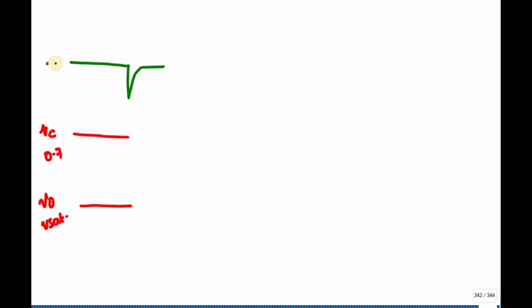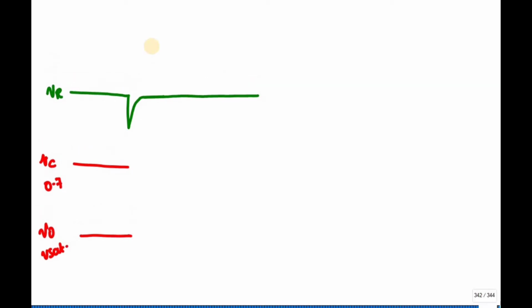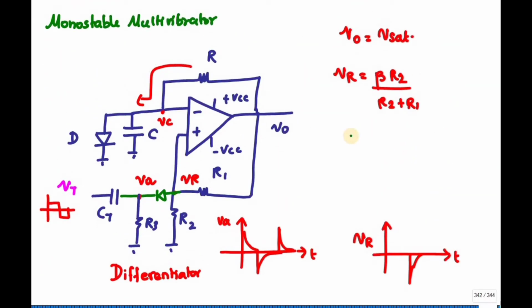If I apply the trigger pulse, this is my VR. I am going to apply the trigger pulse only at this point, so it is of short duration. Since I have applied the trigger pulse, it is of negative value. The minus value, that is V minus, is greater than VR, V plus, right? If I apply the negative pulse here, the capacitance voltage VC, which is 0.7, will go less than 0.7, right?